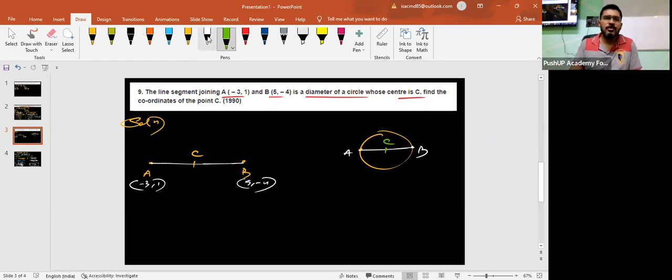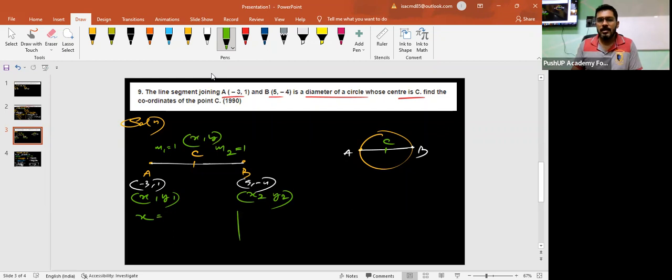So in what ratio will be C dividing AB? 1 is to 1. So M1 is equal to 1, M2 is equal to 1. Consider the coordinates of A as what? X1, Y1. Coordinates of B as what? X2, Y2. Now let's use the midpoint formula to get the coordinates of C. Coordinates of C, X, Y. X will be here, Y will be here. What is the formula, children?